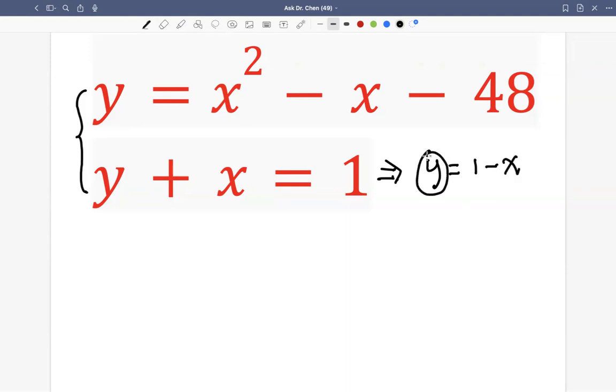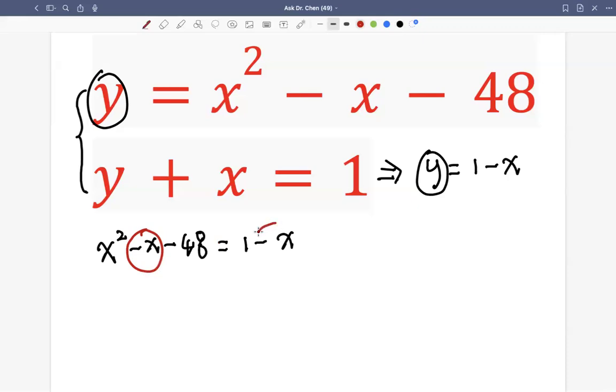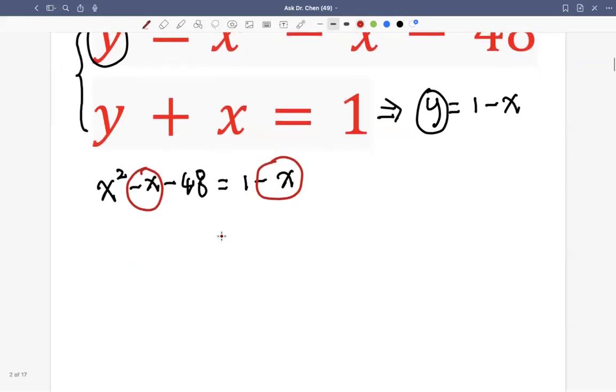Then because this is the equation with y, and this is also an equation with y, we can equate the right-hand sides. So we can write x squared minus x minus 48 equals 1 minus x. All right. So now we want to simplify this equation. We see negative x on the left-hand side, negative x on the right-hand side. We can add x on both sides, get rid of those two.